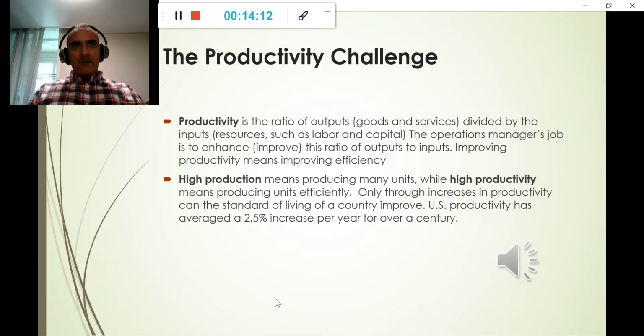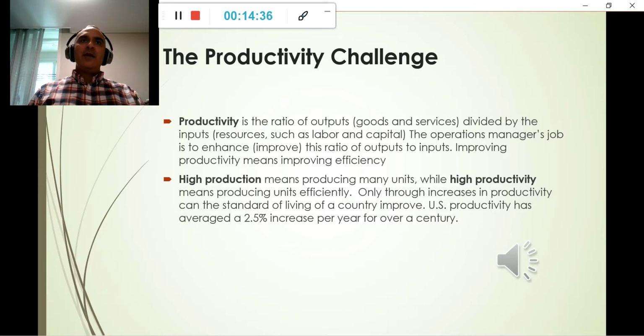Here you're going to see some examples, right? So now let's talk about productivity. Productivity is the ratio of outputs, that means the goods and the services, divided by the inputs, what I require to produce them. So in this case, the operations manager's job is to maximize it, to improve that ratio. That means with fewer resources, I can create the most goods.